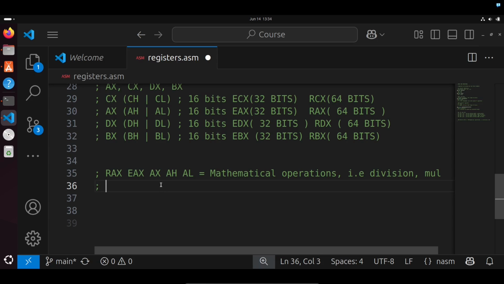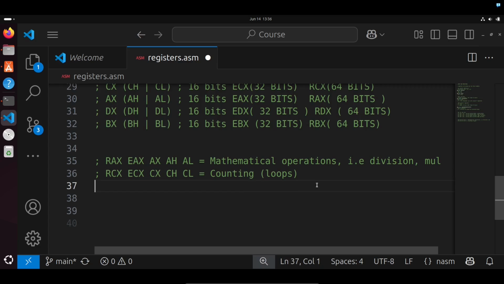Next you have the RCX, ECX, CX, CH, and CL. Now these are generally used for counting, so things like loops, for example, okay? It can also be used for bit shifting operations as well. Again, these are just general guides. You don't have to use these registers for these purposes, but there are certain instructions in the CPU which will require you to use them if you call them, okay? So these are their specific purposes.